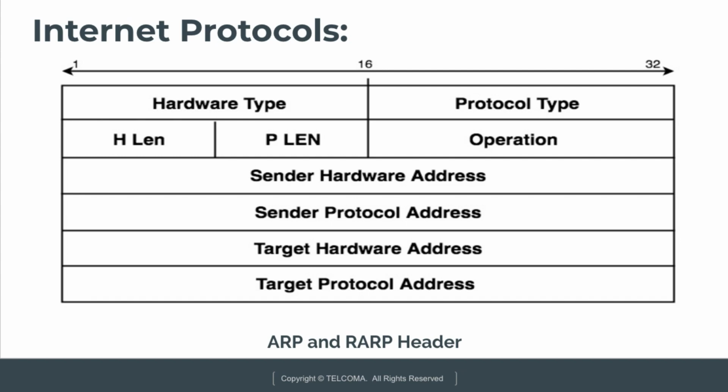Next is the sender protocol address. This field extends up to the protocol address length in octets, and it contains the sender protocol address. Next is the target hardware address. This field extends for the hardware address length in octets, and it contains the target hardware address. Next is the target protocol address. This field extends up to the protocol address length in octets, and it contains the target's protocol address. So these are the fields of the ARP and RARP header, and it is 32 bits long. So this is all about the internet protocol.